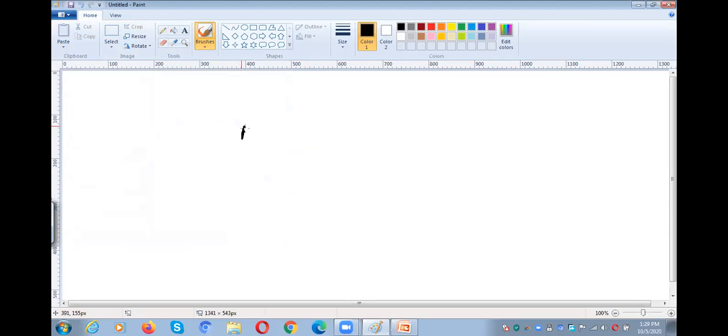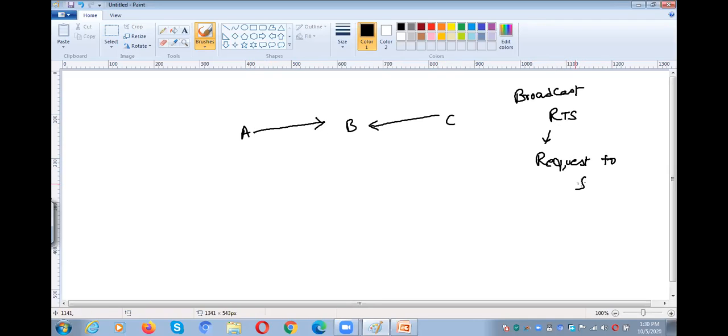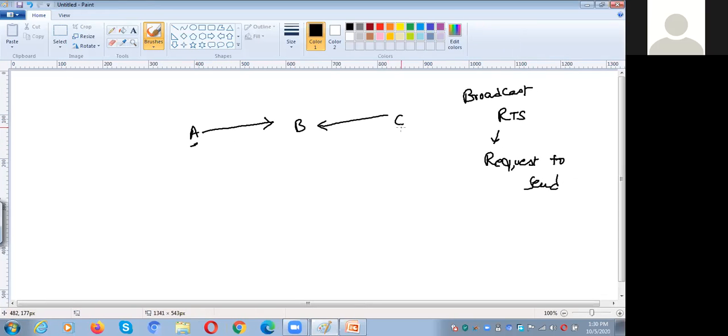So A, B and C. Whenever a node wants to transmit data, the node needs to broadcast an RTS. What is RTS? Request to send. So whenever A and C are willing to transmit data to B, first of all, A and C need to transmit the request.